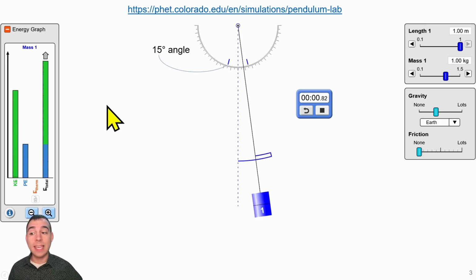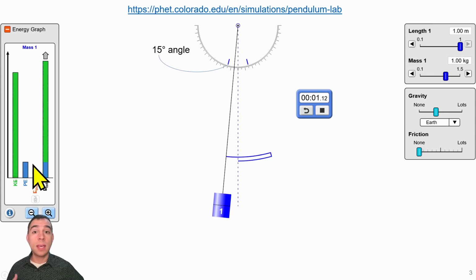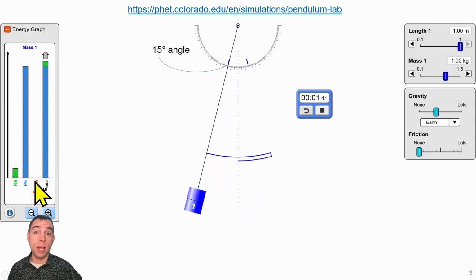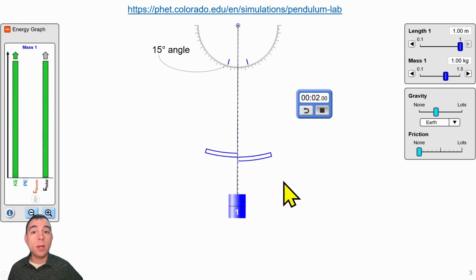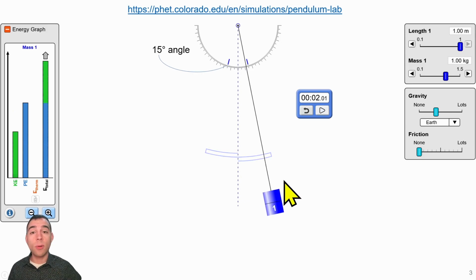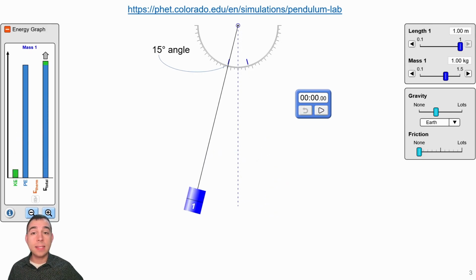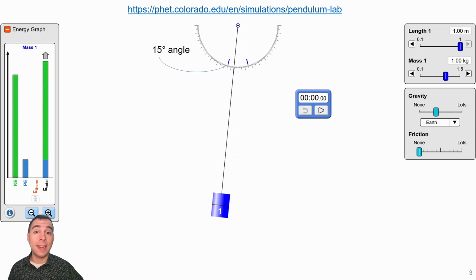You'll notice that the energy changes between kinetic energy and gravitational energy throughout this motion. As the object raises up in height when it goes to the right and the left, it will have gravitational energy, and as it passes through the midpoint, it will have all kinetic energy.